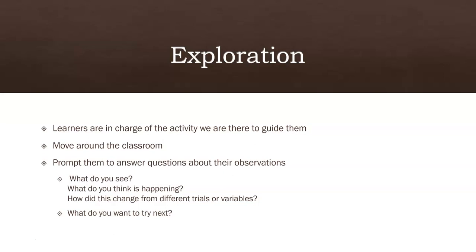The next one is exploration. Learners are in charge of the activity, and we are there to guide them. What does that mean? You, as the teacher, are going to help them develop their experiment, figure out what they want to test, and allow them to test it. You should be moving around the classroom. You should be prompting them to answer questions about their observations. What do you see? What do you think is happening? How did this change from different trials or variables? What do you want to try next?